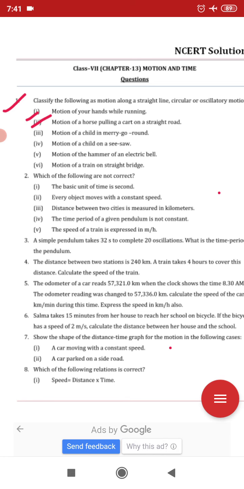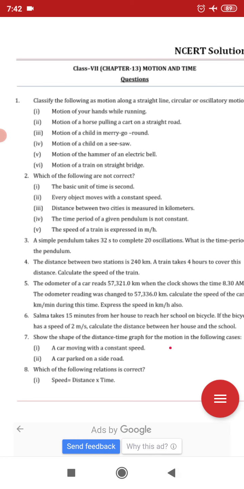Next, 3. Motion of a child in merry-go-round. That is a circular motion. The answer of third question will be circular motion. Now 4. Motion of a child on a seesaw, that is oscillatory. 5. Motion of the hammer of an electric bell. This is also an oscillatory motion. It is an oscillation. So 4 and 5 both are oscillatory motions. Now 6. Motion of a train on a straight bridge. You know that. That will be the linear motion. So you got your answer.